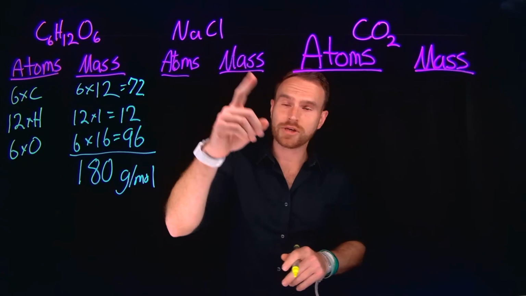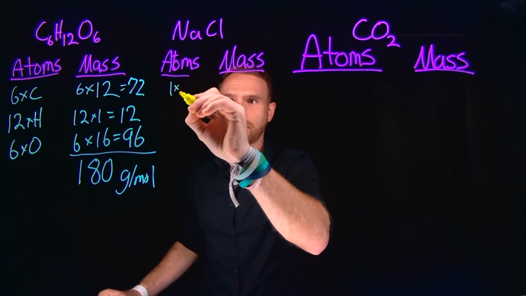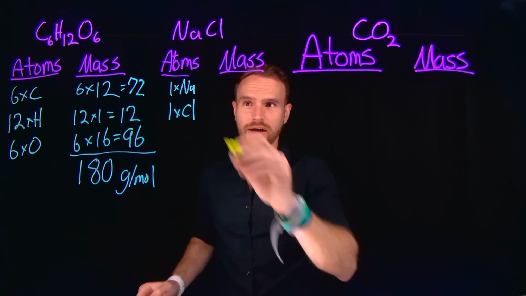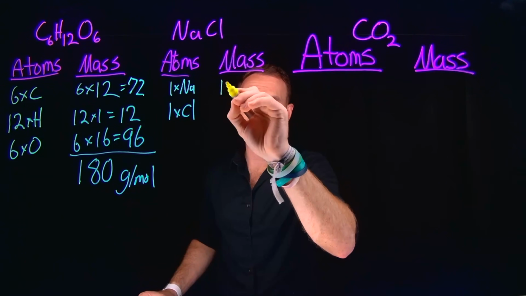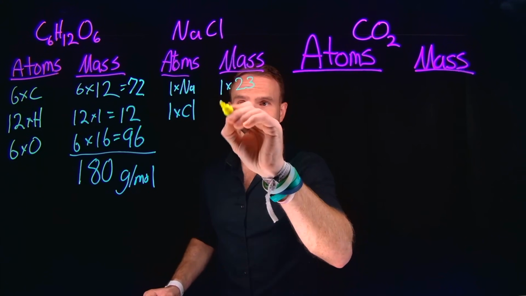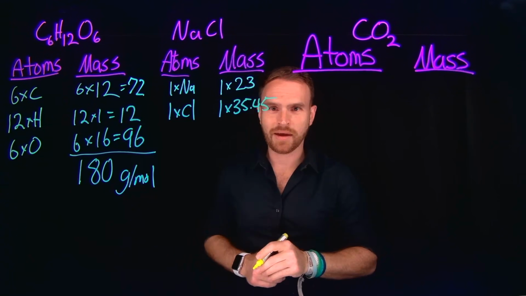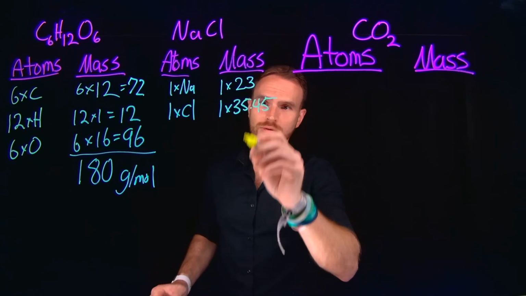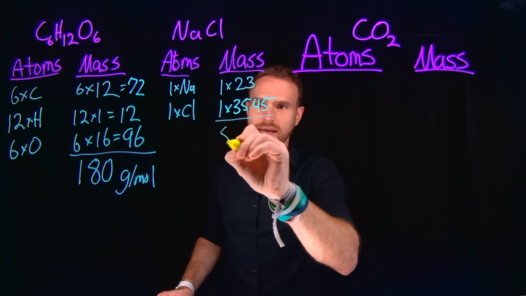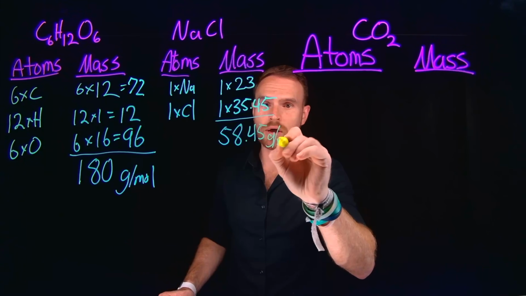Next, we have sodium chloride, which is just table salt. And in this case, we have 1 atom of sodium and 1 atom of chlorine. According to my periodic table, sodium has an atomic mass of around 23 atomic mass units. And then chlorine has a value around 35.45 for its atomic mass units. This makes our math really simple because there is only one of each, so we just need to add these two together, in which case you would get 58.45 grams per mole for sodium chloride.